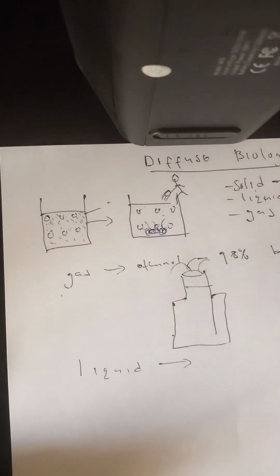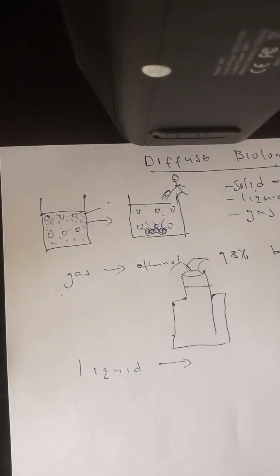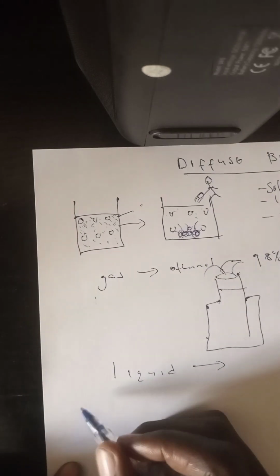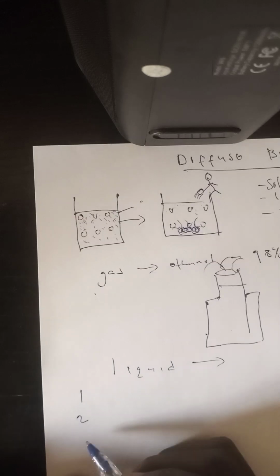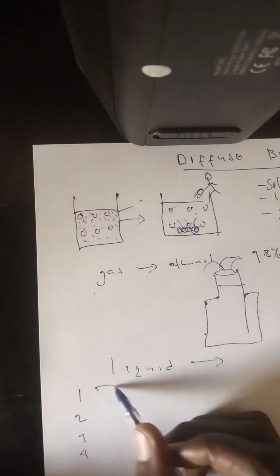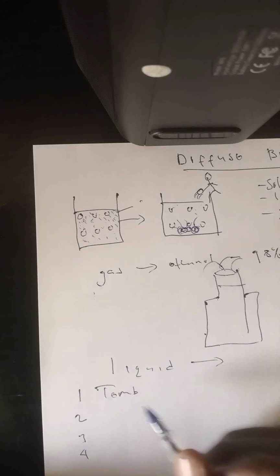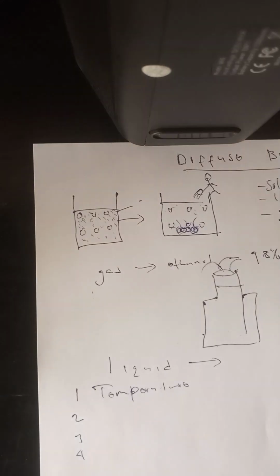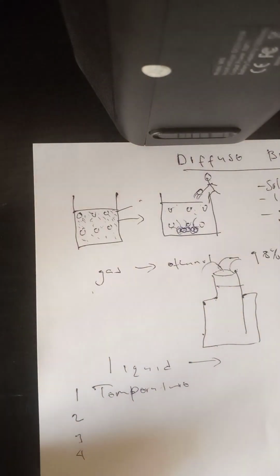Then from there we go to the factors that affect the rate of diffusion. Now we will talk about 4 factors: 1, 2, 3, 4. There are 4 factors that we'll talk about. The first one being temperature. Now, how does temperature act as a factor of diffusion?